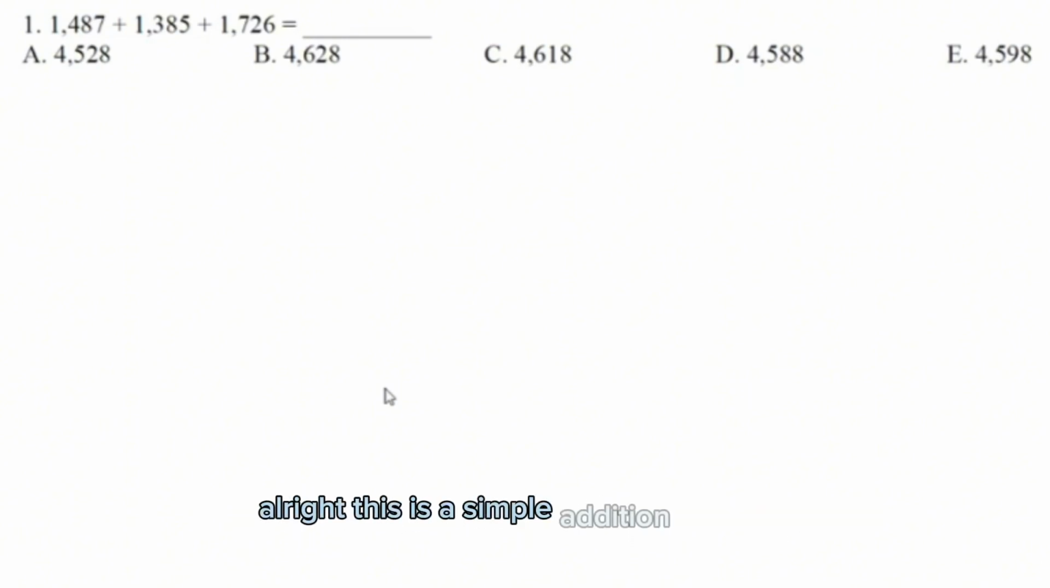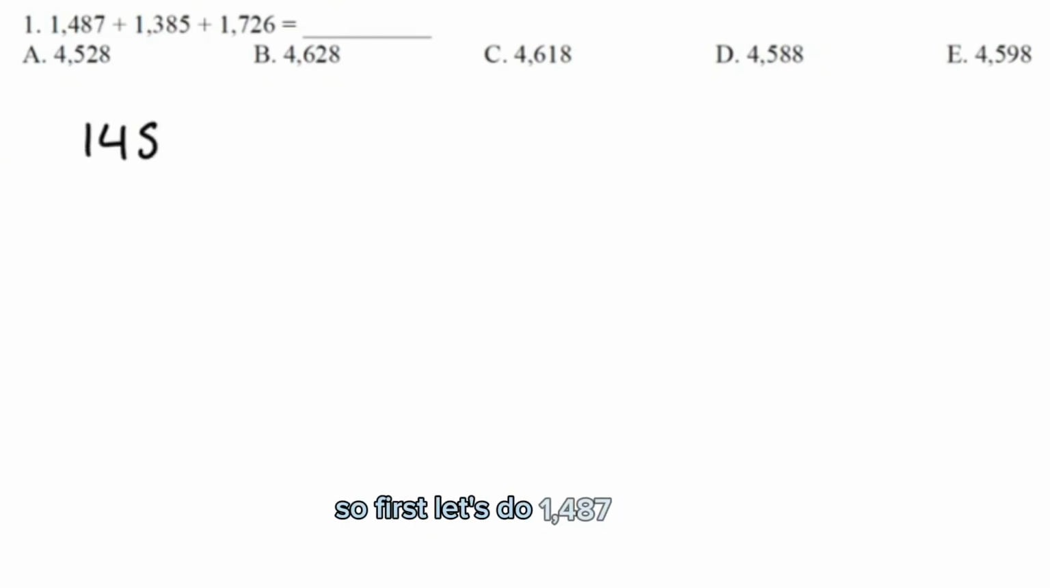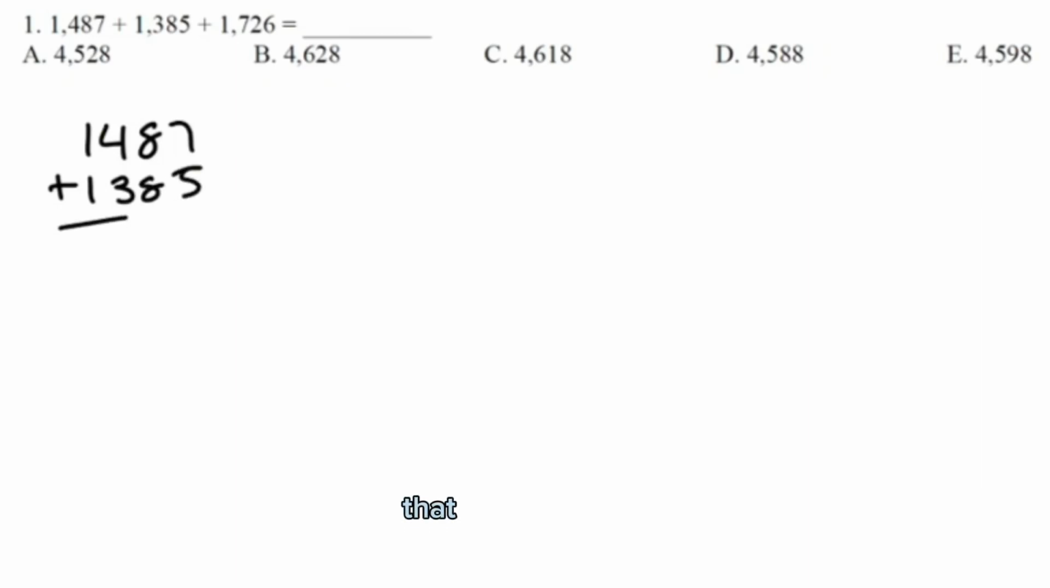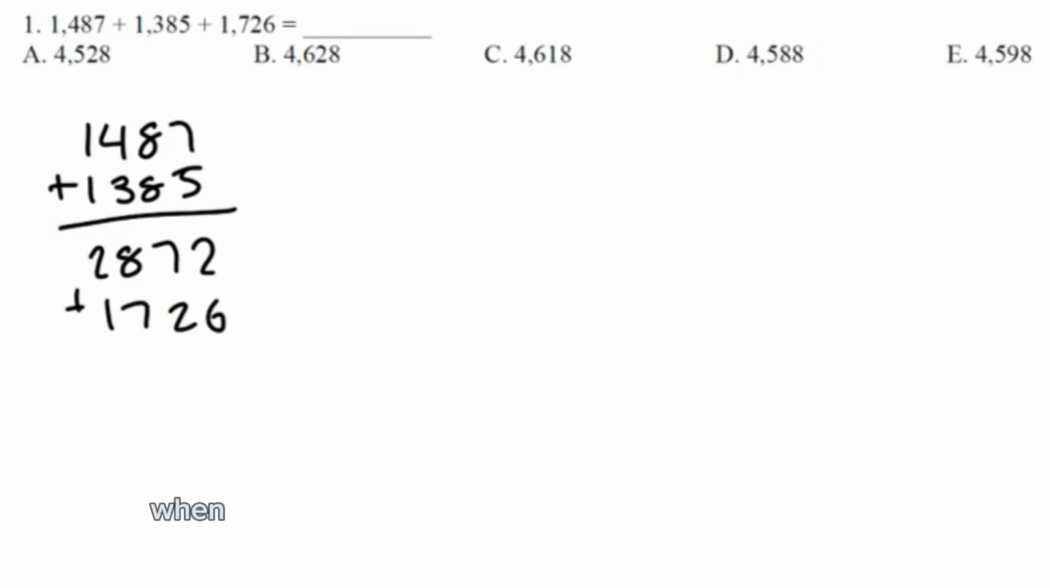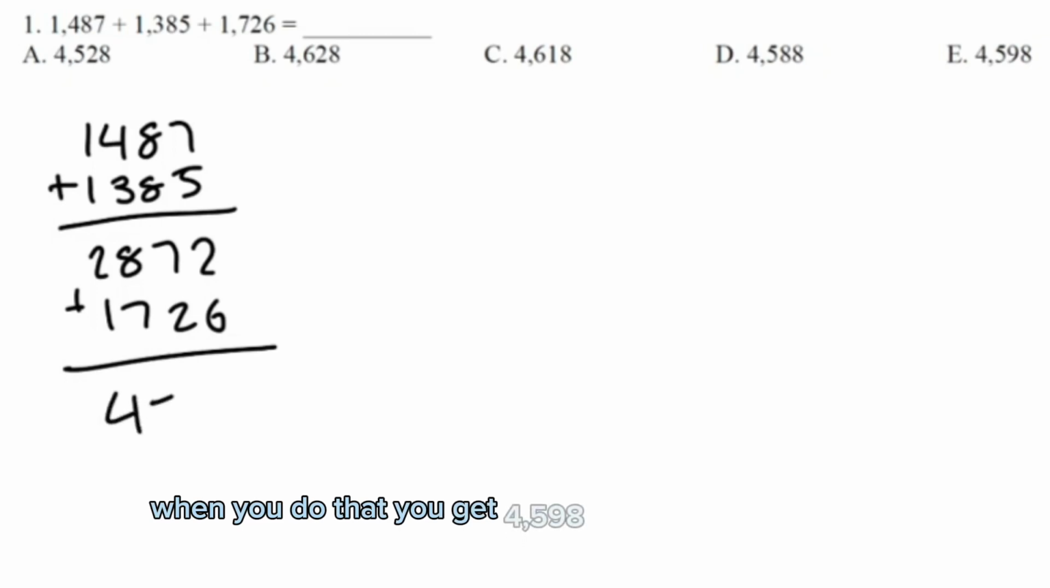Alright, this is a simple addition problem. We can solve this pretty easily. So first, let's do 1,487 plus 1,385. That gets us 2,872. Alright, next we're going to do 2,872 plus 1,726. When you do that, you get 4,598, and that's your answer.